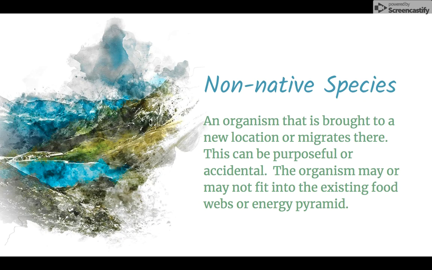A non-native species is an organism that is brought to a new location, or sometimes they migrate there. Like currently we have armadillo that are making their way into the Great Smoky Mountains. We have scorpions in West Tennessee. Different organisms migrate as climate patterns change. So we're going to see lots of non-native species moving into this area as temperatures continue to change globally. This migration can be purposeful or accidental.